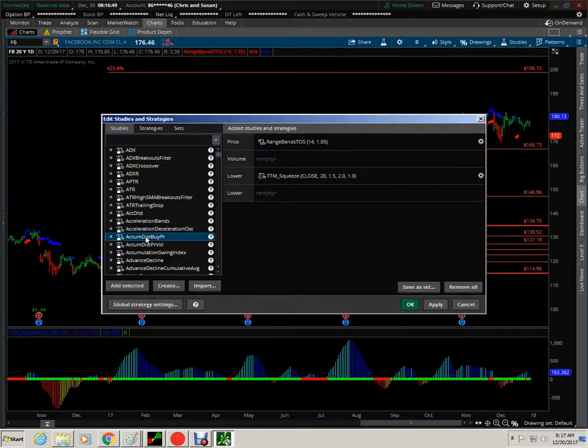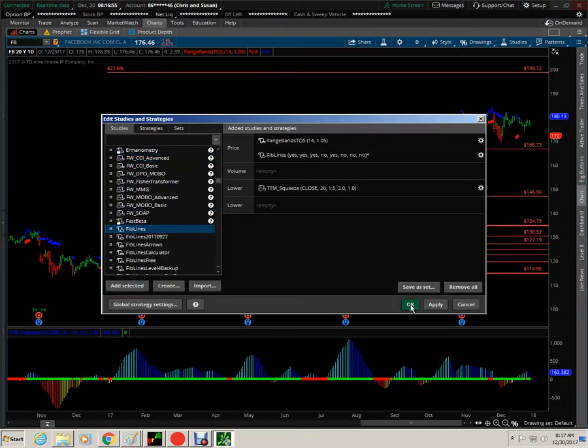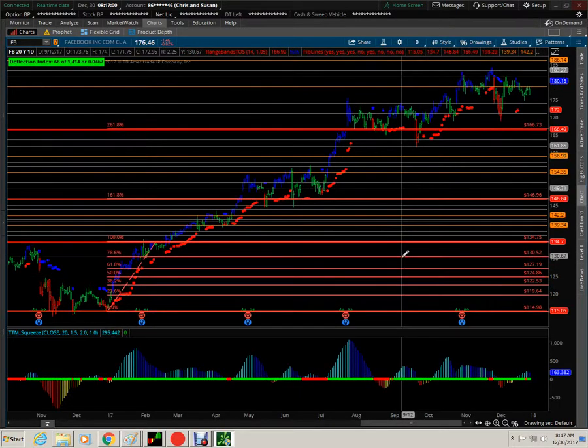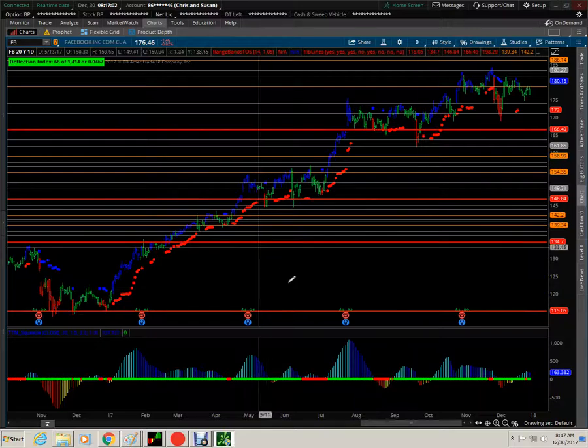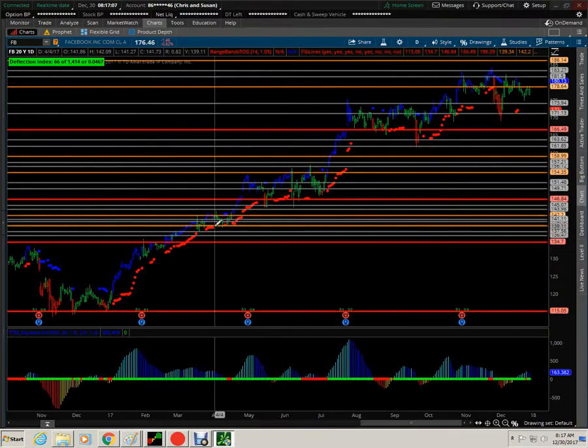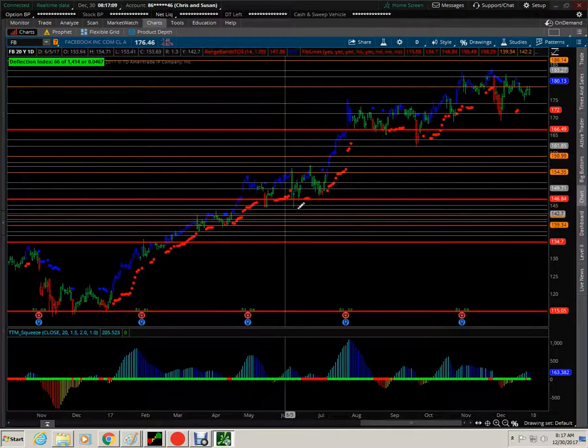Basically select Study, FibLines, and Add. And you'll see that once you do that, we can remove this other drawing. The FibLines indicator draws these areas of support and resistance for you automatically. And it also subdivides each one of the areas.